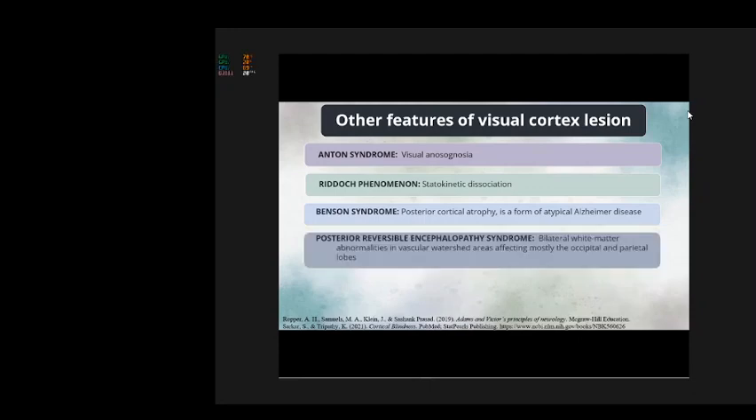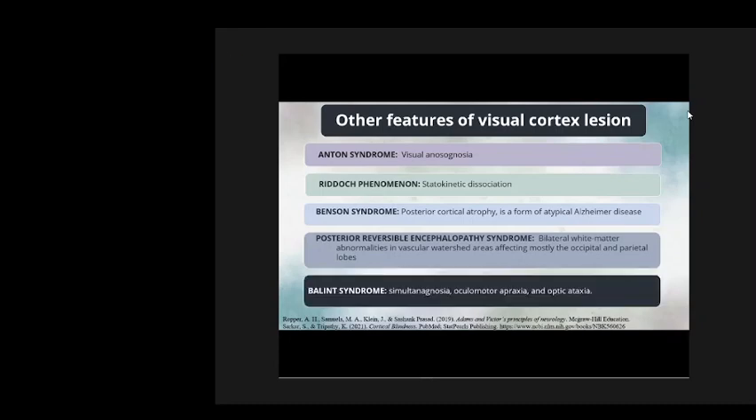For posterior reversible encephalopathy syndrome, the patient presents with acute onset headache, seizures, altered consciousness, and visual disturbance. It is usually seen in association with malignant hypertension and eclampsia. And Balint syndrome is characterized by simultanagnosia, oculomotor apraxia, and optic ataxia.